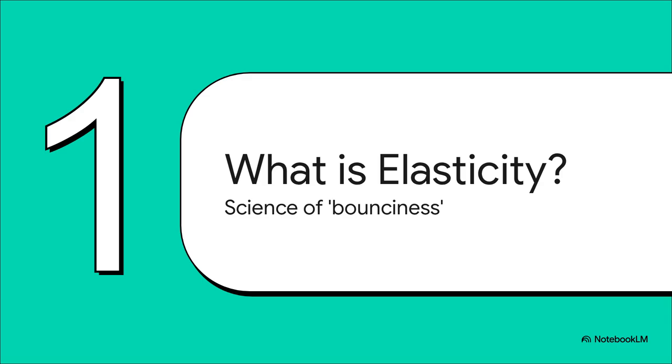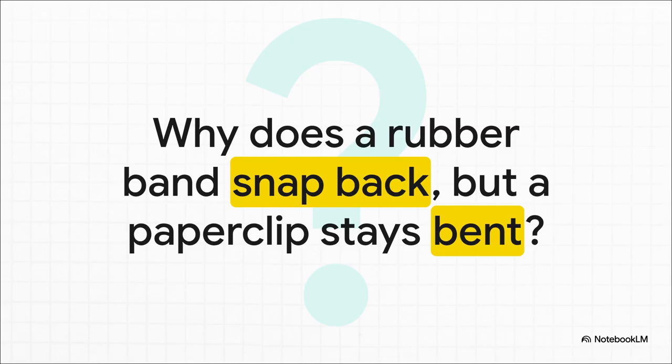So, let's start at the beginning. What are we really talking about with elasticity? Well, you can think of it as the science of bounciness. It's a material's built-in desire to fight back against being distorted and to spring back to its original shape the second you let it go. And this simple question, it gets to the absolute core of it all.